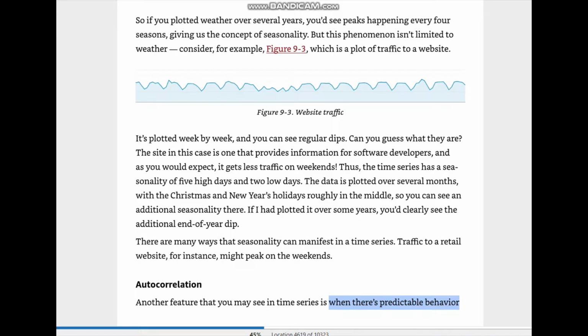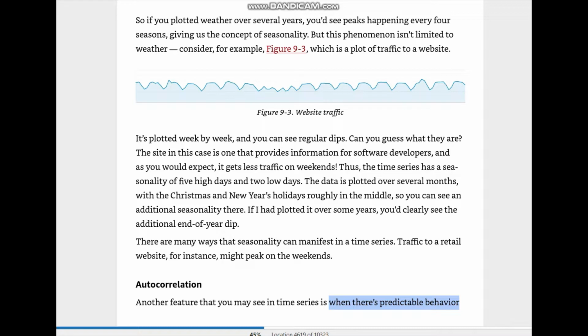In the middle, as you can see, there is some kind of seasonal change where there are small peaks, not exactly matching the peaks on the left and the right. There must be some Christmas and New Year holidays roughly in the middle, and that adds another seasonality there, right? So this is the concept of seasonality.